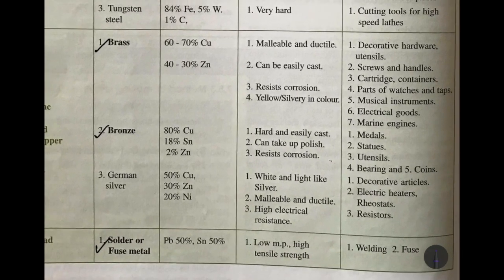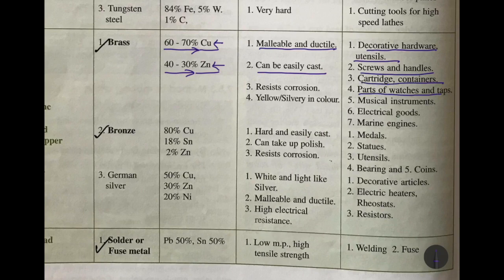Next is brass, which is made up of copper and zinc. More percentage of copper, as I told you previously, and less of zinc. So this is the solvent and this is the solute. It is malleable and ductile. It can be beaten into very thin sheets and drawn into wires. It can easily be cast; you can turn it into any shape you want. It is used to make decorative hardware and utensils, screws and handles. It is also used to make cartridges, containers, parts of watches and taps, musical instruments, electrical goods and marine engines.